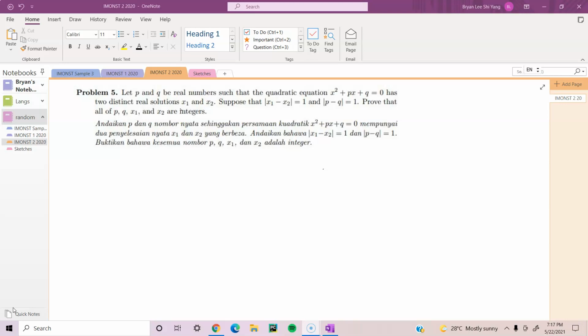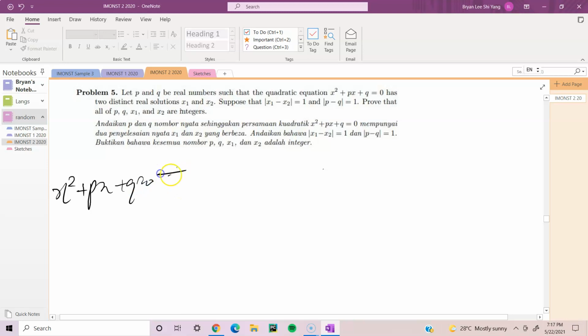Okay, now we can basically turn our x squared plus px plus q equals 0 into something like this, meaning x minus x1 times x minus x2. These two are the roots, because if you substitute x with x1 or x2, one of these terms becomes 0 and the whole thing becomes 0. So x minus x1 times x minus x2 equals 0.